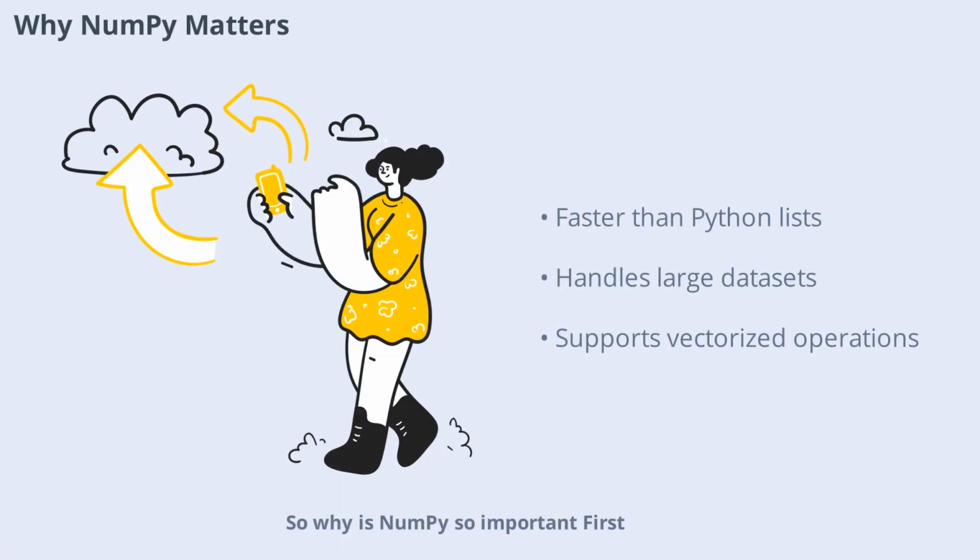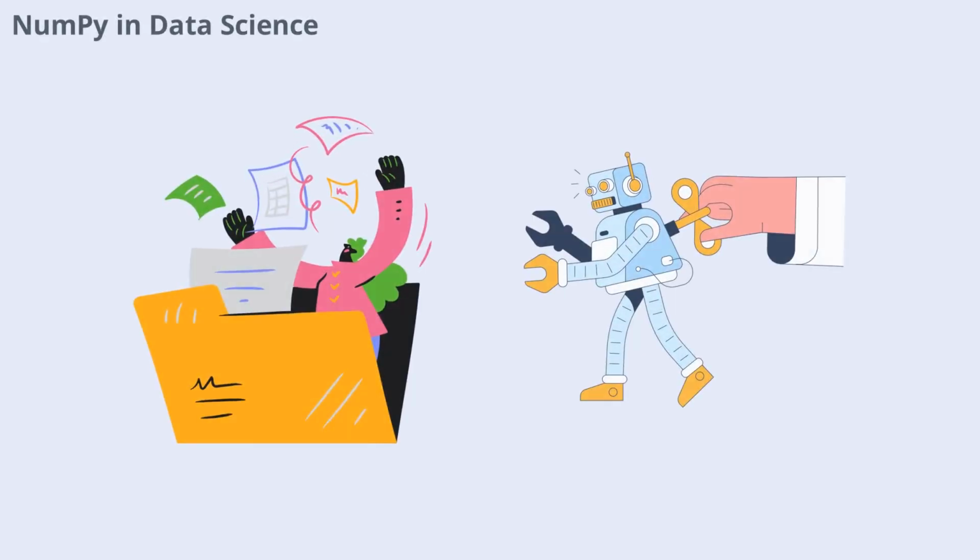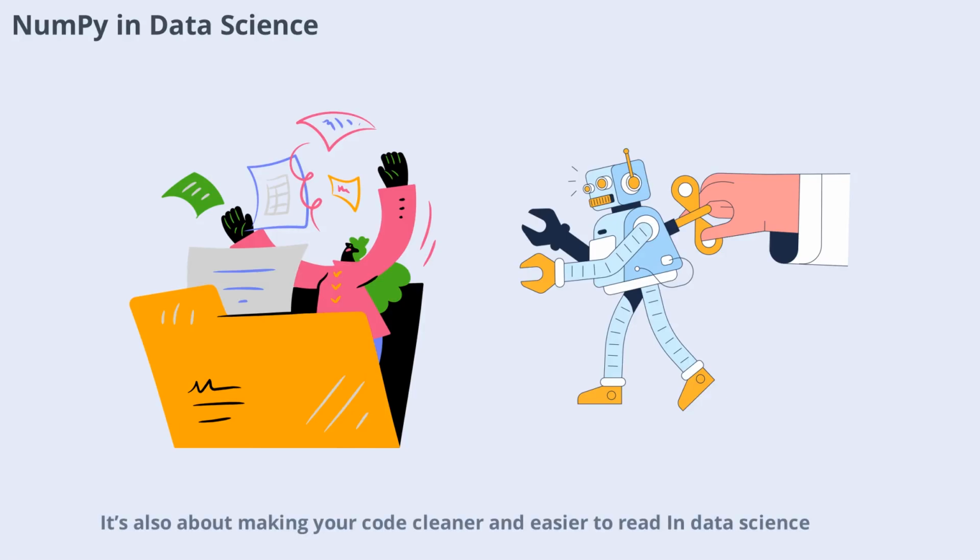Why is NumPy so important? First, it's much faster than using standard Python lists, especially when you're working with large amounts of data. NumPy arrays are optimized for performance, allowing you to process and analyze information quickly. This speed is crucial in data science, where efficiency can make a big difference. Plus, NumPy supports vectorized operations, which means you can perform calculations on entire arrays at once, rather than looping through elements one by one. NumPy isn't just about speed, it's also about making your code cleaner and easier to read.